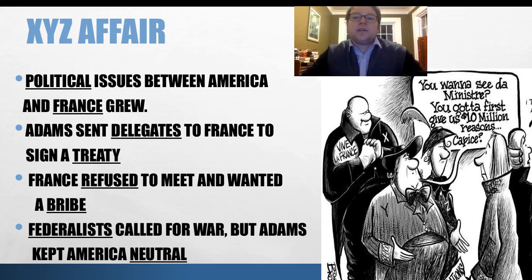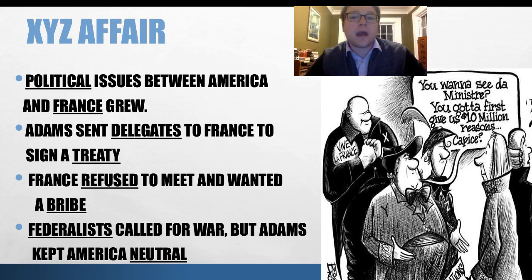So in order to get rid of these issues, Adams is going to send delegates to France to try to create some sort of treaty between the two countries, some sort of agreement that's going to lessen these issues. It goes horribly bad. France doesn't even meet with the delegates that were sent by the United States. As a matter of fact, they do a bit of a slap in the face by requiring the United States delegates, before they even meet, to do two things.